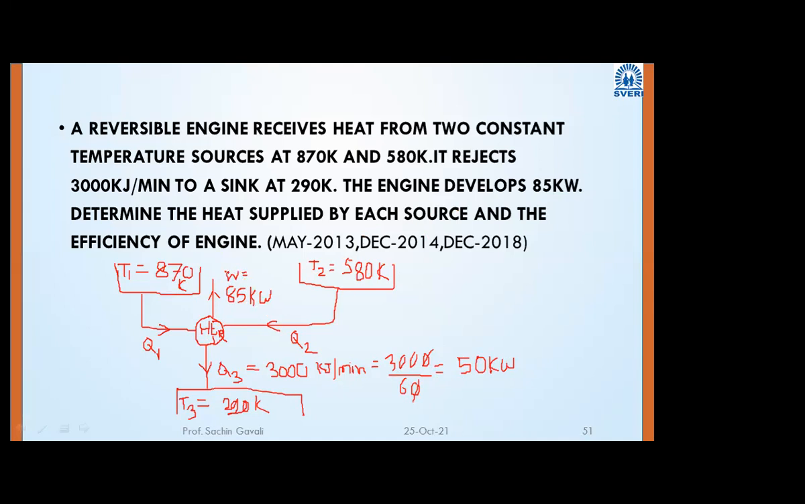And determine the heat supplied by each source, meaning we have to find Q1 and Q2, and the efficiency of the heat engine. Did you understand this figure? Please mention it in the chat box. If you mention it, then I will proceed. At least write down the numerical and this figure, and mention in chat that you understood. If you do not understand, I am here to repeat again. Request me to repeat if you are not understanding.